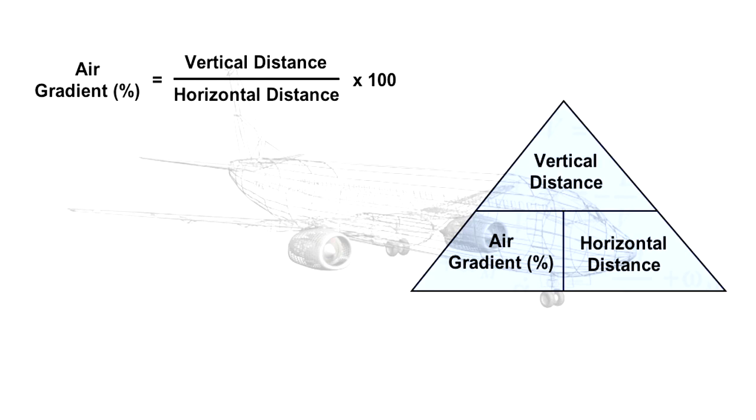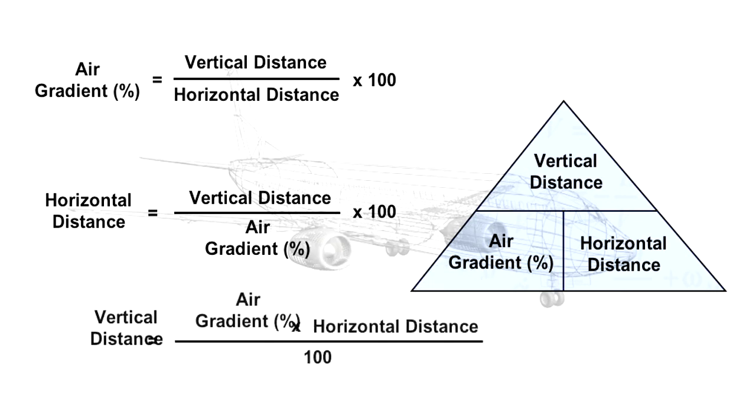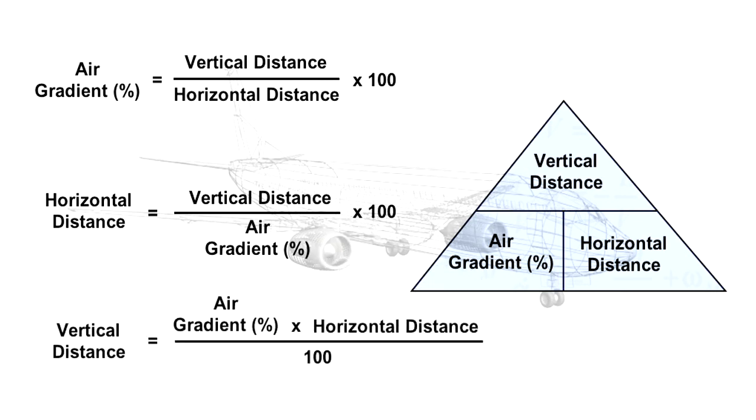The second formula relates mainly to obstacle clearance type questions. Earlier on you were shown a typical obstacle clearance problem, and the formula used was the one shown on screen. Again, by using the triangle it's possible to rearrange the formula. If you were required to calculate the horizontal distance, you would use the vertical distance divided by the gradient. However, you may more commonly be asked to calculate the vertical distance. The vertical distance is found by taking the gradient and multiplying it by the horizontal distance.